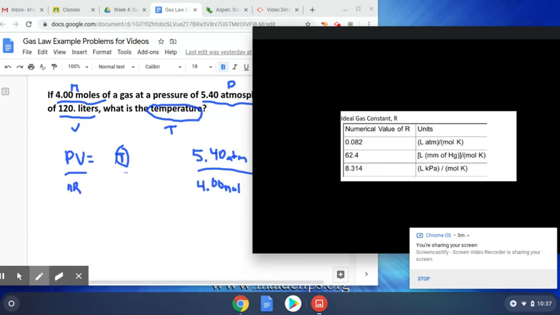If you look back on your unit or variable chart, you see that pressure can be in atmospheres, it can be in mmHg, or it can be in kilopascals, which is kPa. You'll also notice that in order for the ideal gas law to happen, you have to have volume in liters and you have to have temperature in Kelvin. Okay, so anything else, you would have to do a conversion.